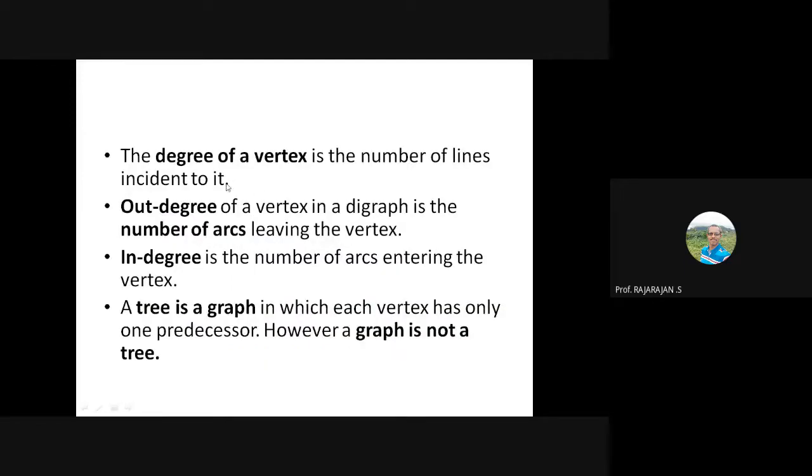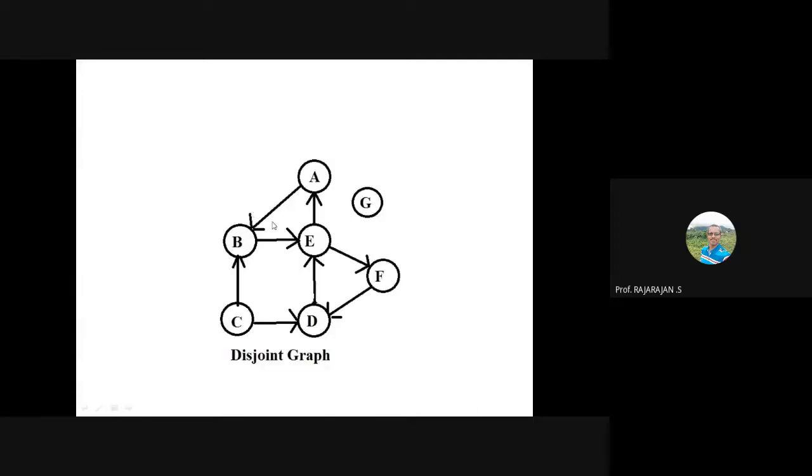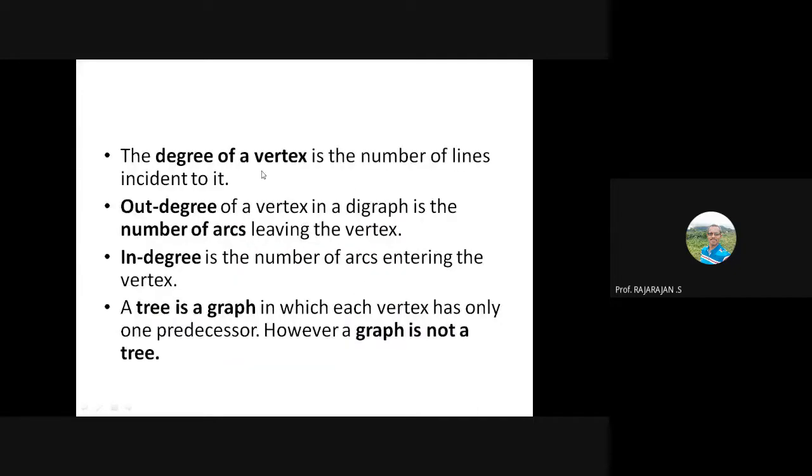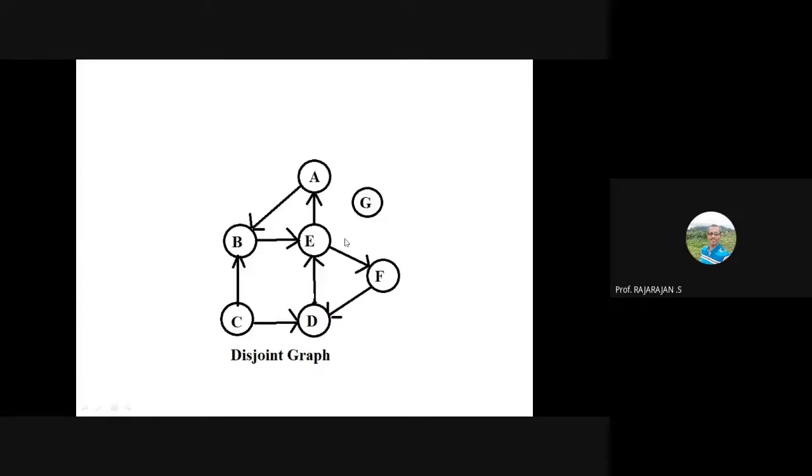The next term is the degree of a vertex, which is the number of lines incident to it. It's equivalent to in degree and out degree. The out degree of a vertex is the number of arcs leaving the vertex. Here, if you take B, the out degree is 1 because there is one edge going out of B. The other two are in degrees. So B's in degree is 2, whereas its out degree is 1.